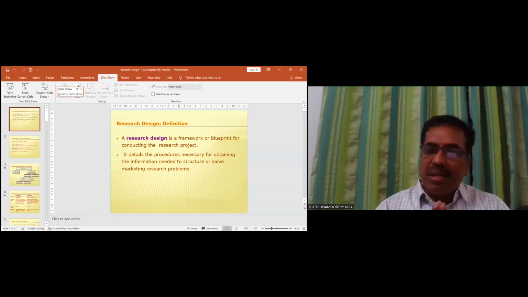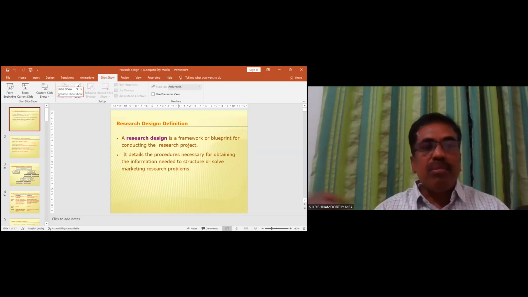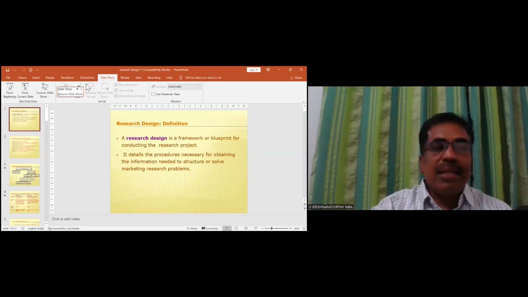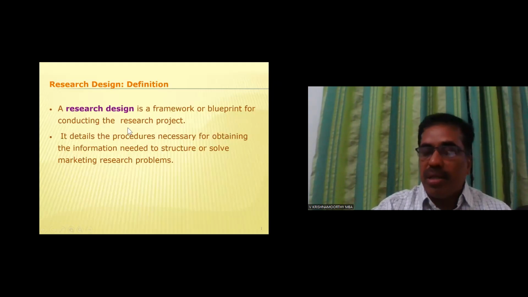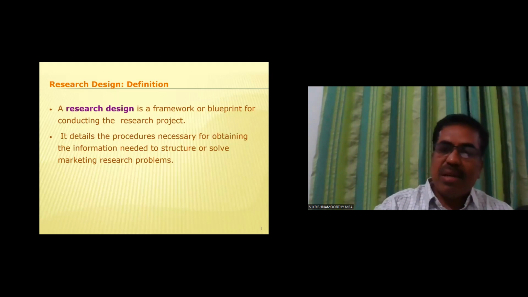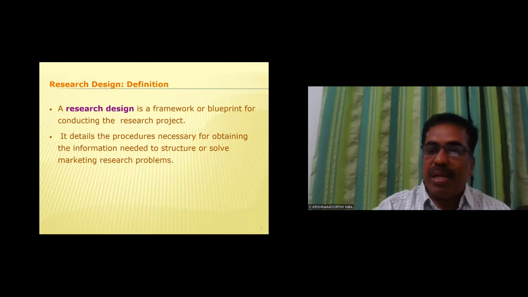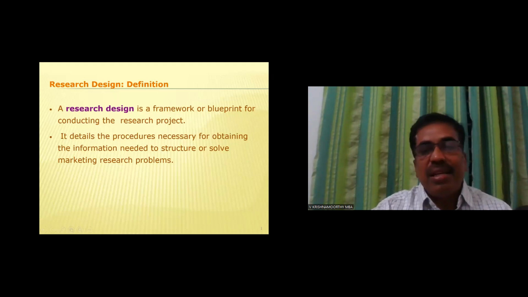What is research design? Research design is nothing but a blueprint for conducting the research project. Whatever your research may be, whether it's finance, marketing, or human resource management, you name anything, first we should design the research. Research design is very, very important. So what is research design? Research design is nothing but a framework, or a blueprint, for conducting the research project.